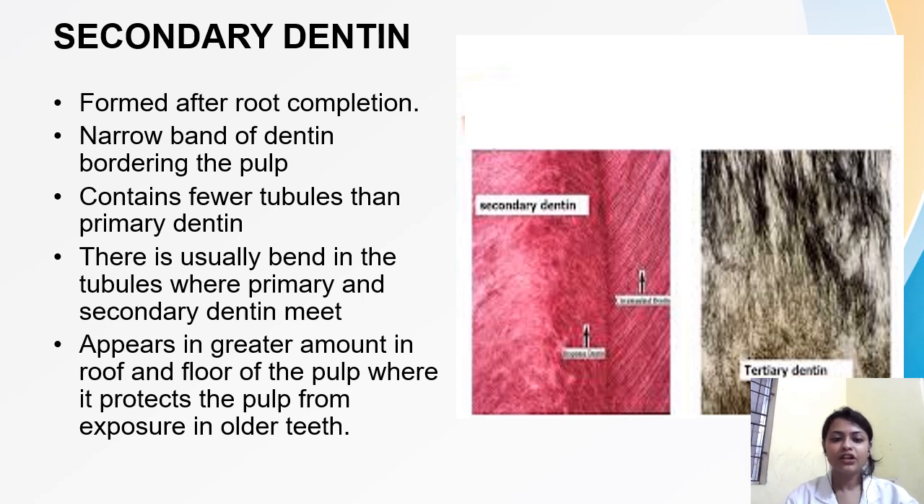Primary dentin over. Now coming to the secondary dentin. It is formed after the root completion. Whatever dentin forms after the root completion is secondary dentin. Before root completion, primary dentin. It is a narrow band of dentin bordering the pulp. It contains fewer tubules than the primary dentin. There is usually a bend in the tubules where primary and secondary dentin meet. It appears in greater amount in the roof and floor of the pulp, where it protects the pulp from exposure in the older tooth.